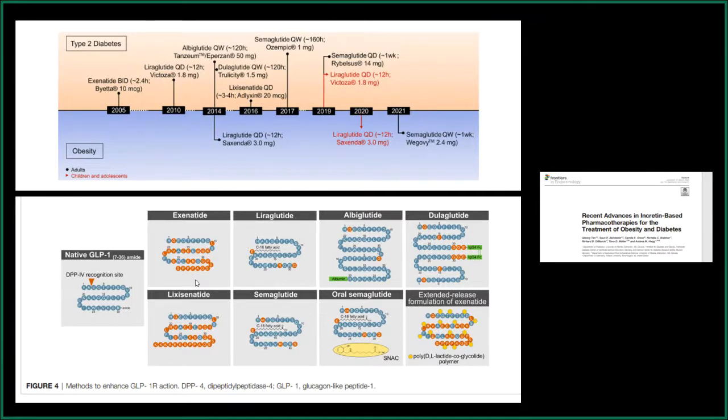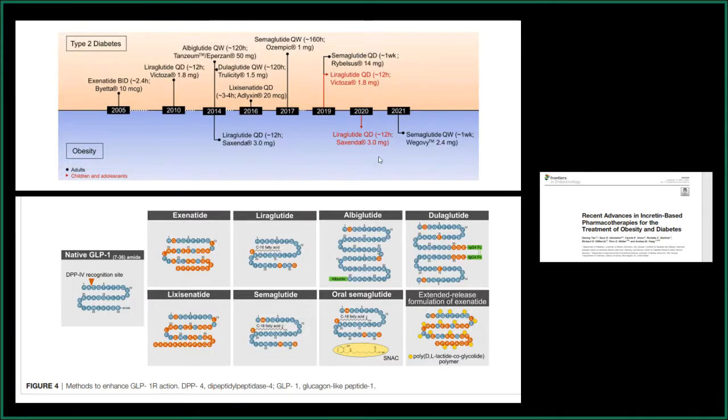That is what was done with exendin. And then you can see here that with liraglutide, a fatty acid was added to make it longer acting. All of these other compounds have this particular substitution to prevent the breakdown of the protein by DPP-4 so that it can act longer and reach higher levels. So in 2005, we had exenatide. Then in 2010, we got liraglutide. Then you had albiglutide and dulaglutide. Then in 2016, we had lixisenatide. And then we have semaglutide, initially a subcutaneous injection, later on oral.